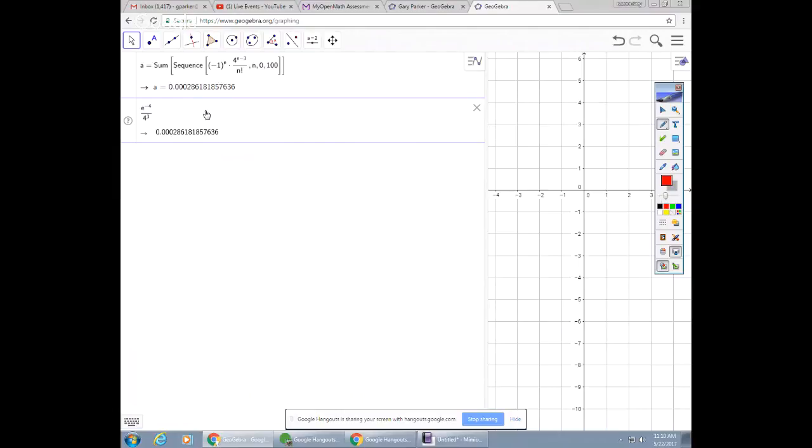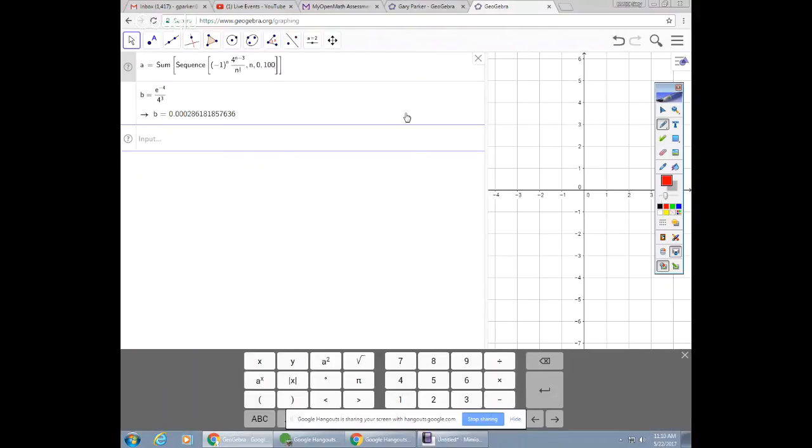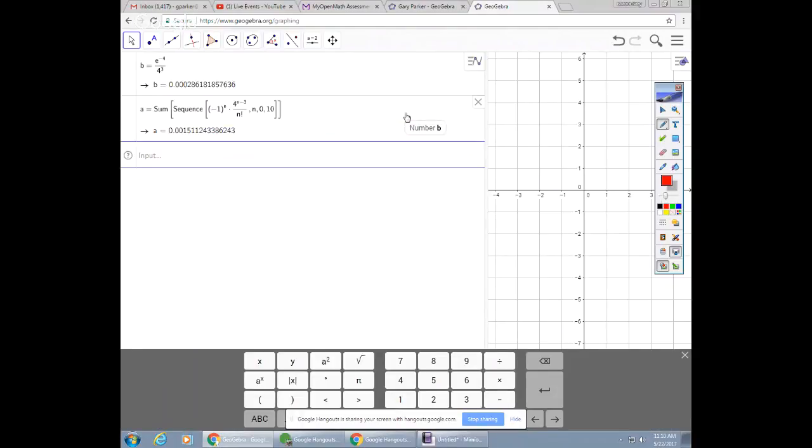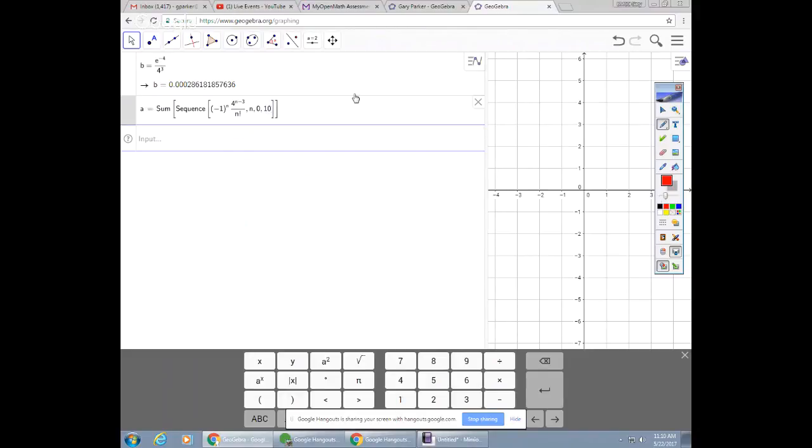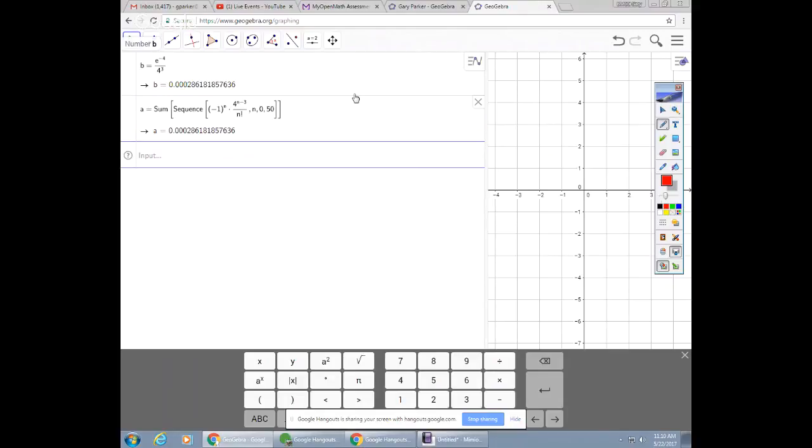And man, look at that. 15 decimal places of accuracy at 100 terms. I wonder if we can back off. Let's back off to 10 terms and see how close we get. 10 terms is not close enough. All right, how about 50 terms? 50 terms nails 15.